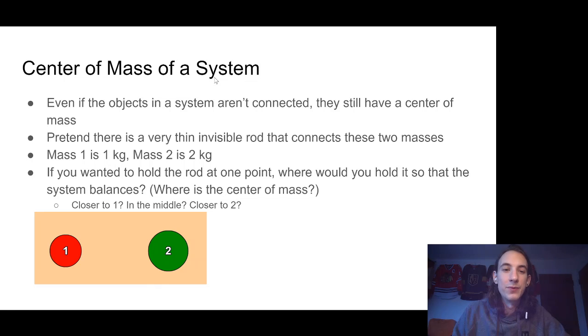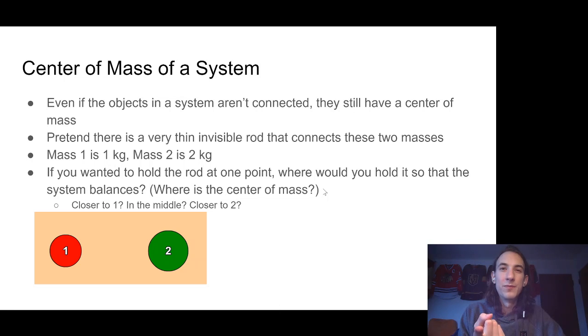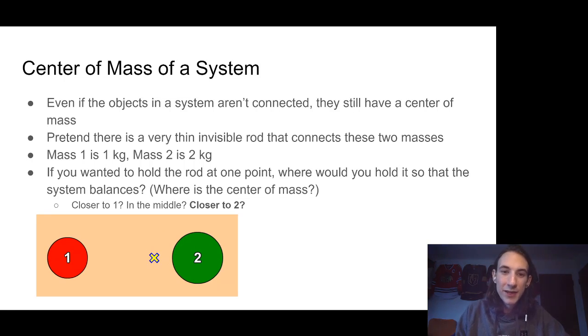Where would that be? Would you put it closer to mass 1 or closer to mass 2? Hopefully this is pretty intuitive to you. You've balanced stuff before. So where would you put it? Make a little prediction, maybe yell it at your computer, whatever you want to do. Where would you put your finger so that you could balance these things? Well, based on our experiences in real life, we'd want to balance it closer to object number 2, closer to the heavier one.